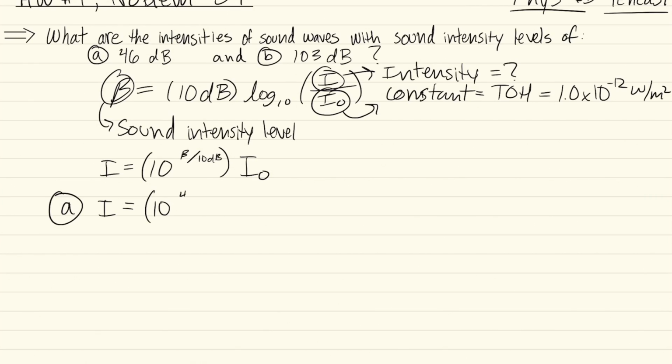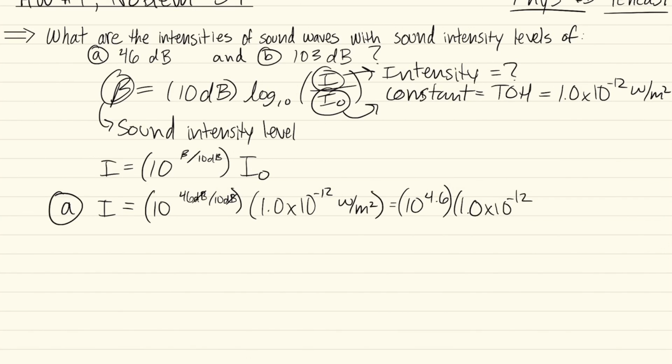We find that I equals 10 to the power of 46 decibels divided by 10 decibels, times I naught of 1 times 10 to the negative 12 watts per meter squared. And then decibels cancel out. We can simplify this down to 10 to the power of 4.6 times 1.0 times 10 to the negative 12 watts per meter squared. That gives us an intensity of 4.0 times 10 to the negative 8 watts per meter squared.